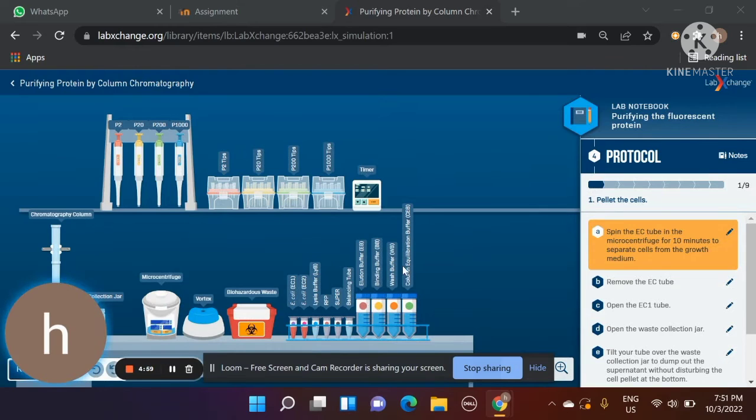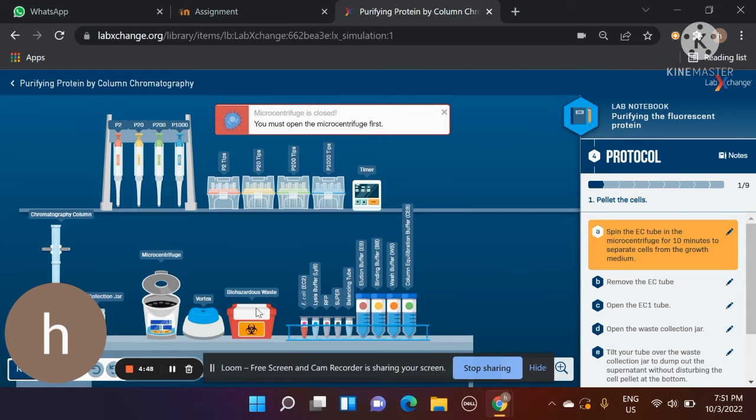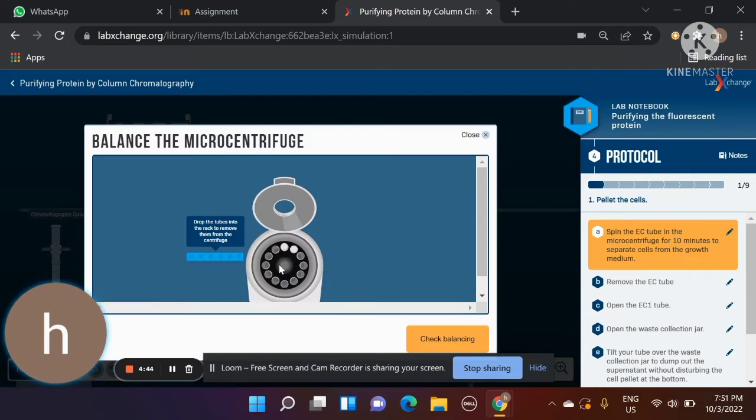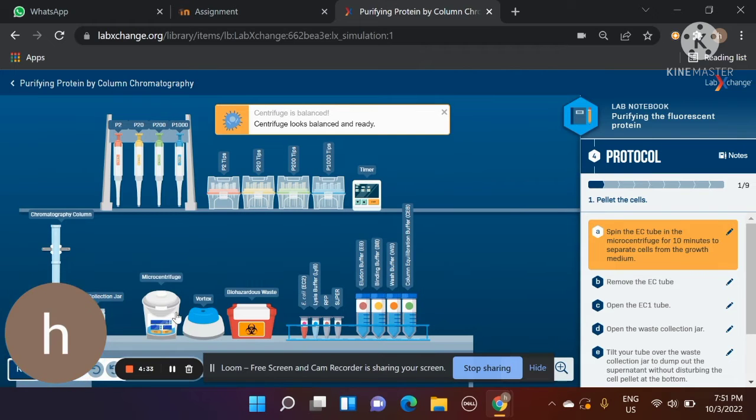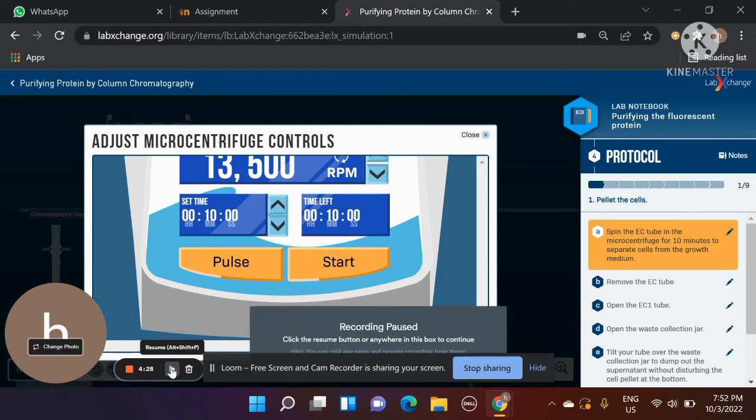Okay, first and foremost, we have to pellet the cells. For that, we have to put the EC1 solution into the microcentrifuge. After that, we have to put the balancing tube on the opposite side to check the balance. So the centrifuge looks balanced and ready.